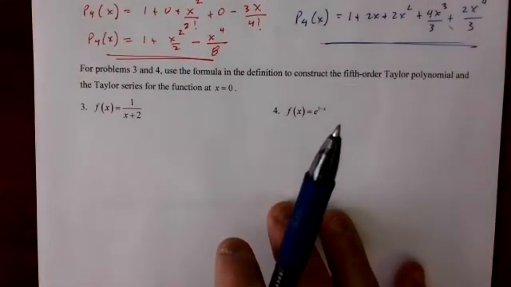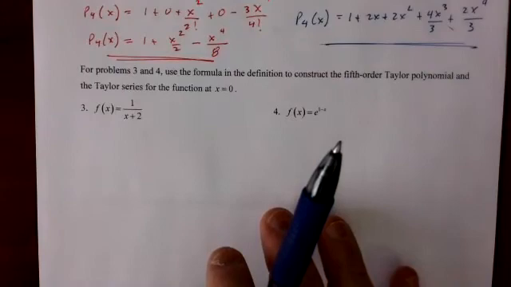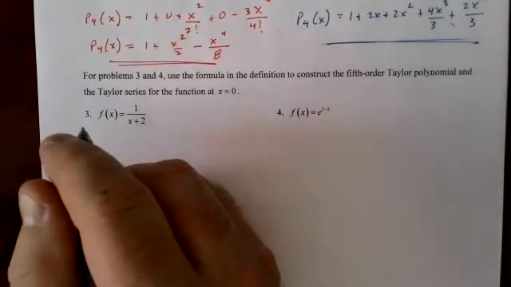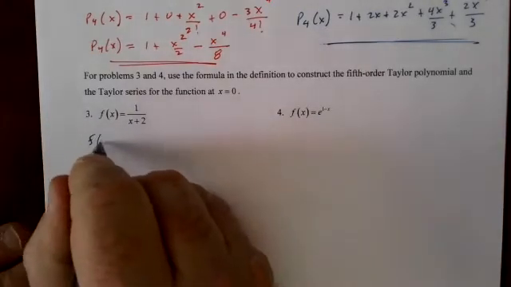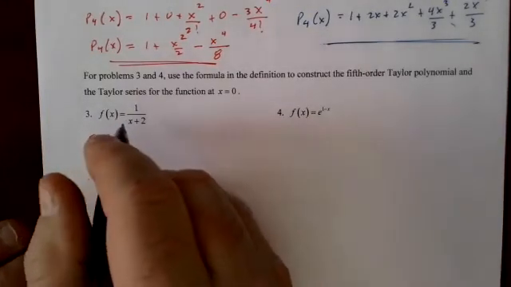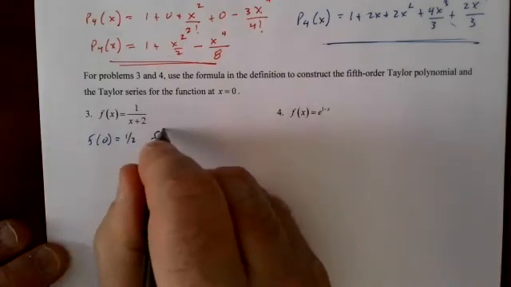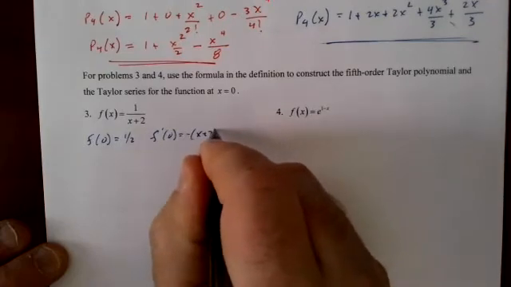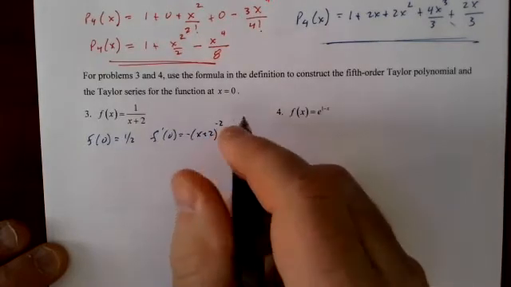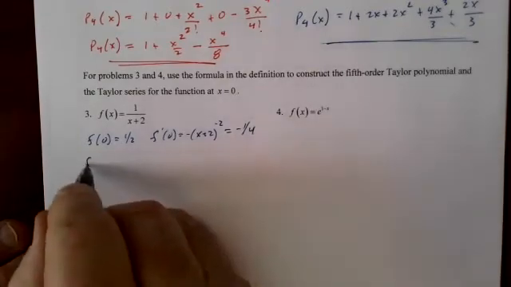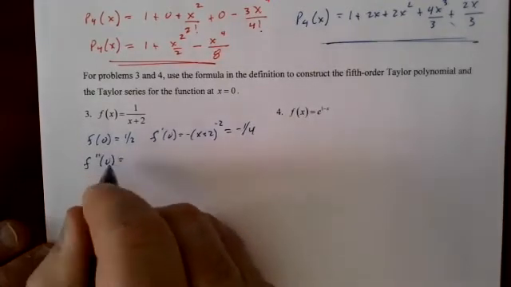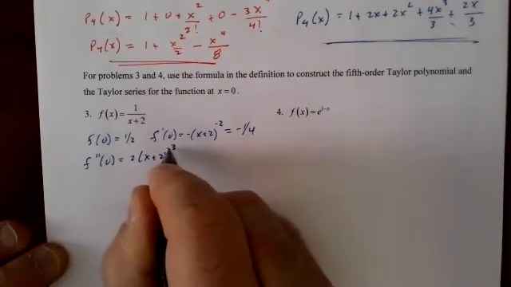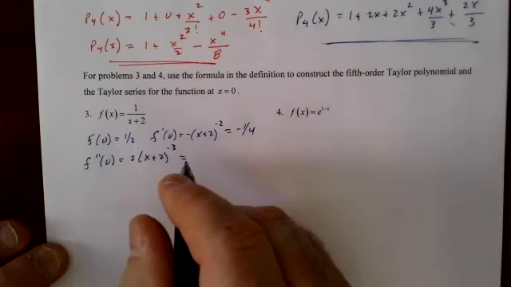Find the formula and the definition of the fifth order Taylor formula and the Taylor series for the function at x equals 0. Here we go. F of 0 equals 1/2. F prime of 0 equals negative x plus 2 to the negative second equals negative 1/4. F double prime of 0 equals 2, x plus 2 to the negative third equals 1/4.